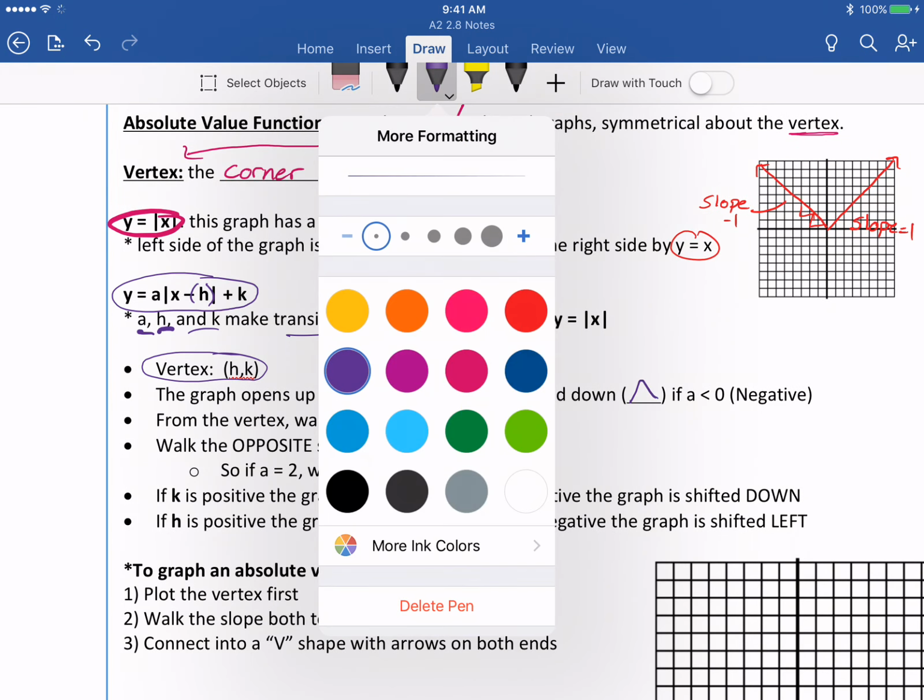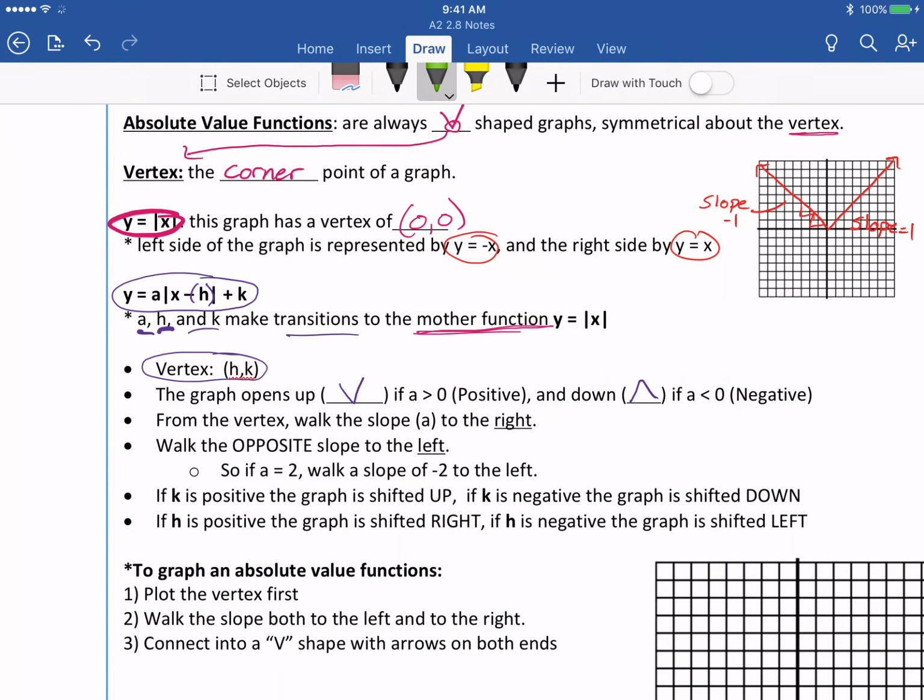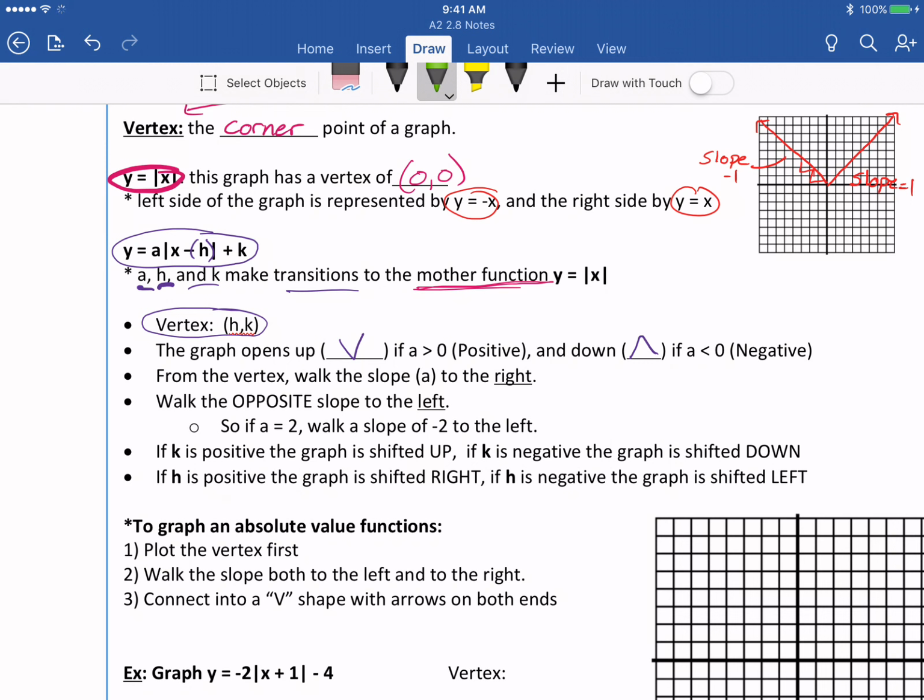All right, and if I look here going on, I have to first, from the vertex, walk the slope a to the right, and walk the opposite slope to the left. So if a equals 2, then walk a slope of negative 2 to the left. So if k is positive, the graph shifts up. And if k is negative, the graph is shifted down. If h is positive, the graph is shifted right, and if h is negative, you shift that graph left.